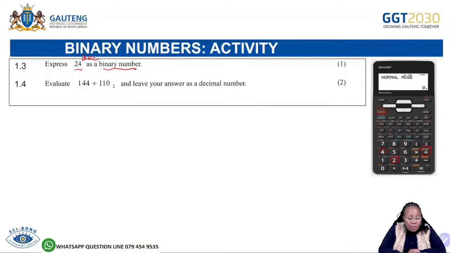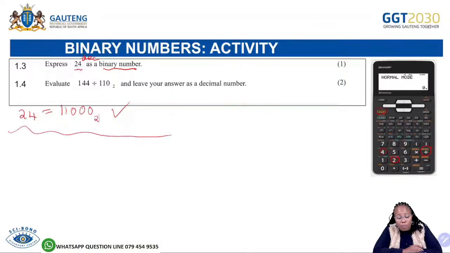Then this will take you straight to the answer that 24 is equal to the binary value of 11000. Don't forget to put your base 2 there. Then you'll get your 1 mark, grade 12. No hassle, no need for those long methods. This is only worth 1 mark. That means you are allowed to use your calculator there. And then 1.4, evaluate 144, divide by 110, because binary numbers are represented by 1 and 0 only.